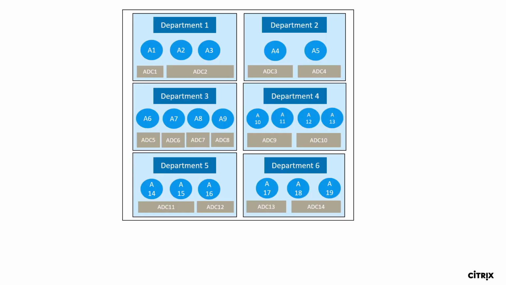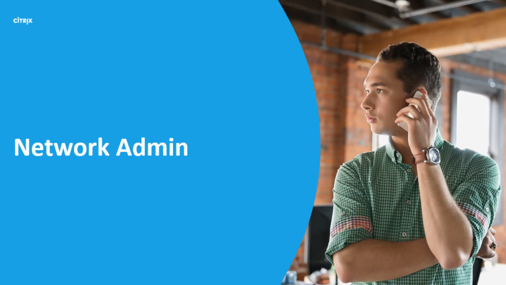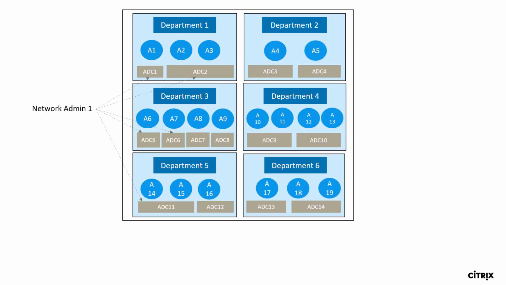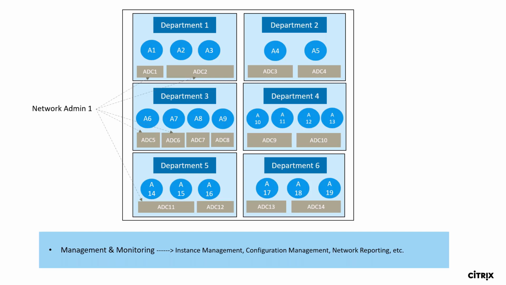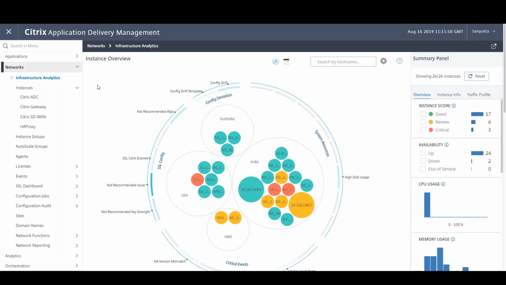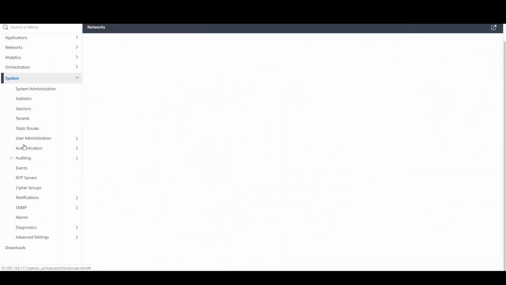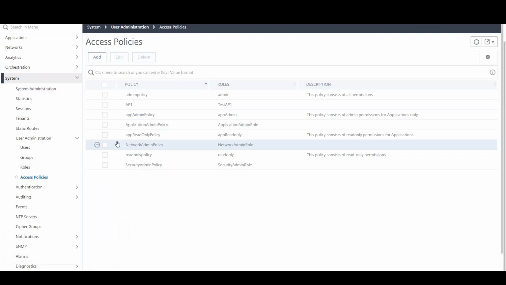In a typical enterprise, there are many departments which use multiple sets of applications hosted on Citrix ADCs. Let's first look at the case of a network admin. A network admin needs to see his set of Citrix ADCs and is concerned with operations like instance management, config management, network reporting, etc. When we log on to Citrix ADM as a super administrator, we see the holistic view, that is, all the Citrix ADCs. How do we restrict this view to the view that the network admin needs?